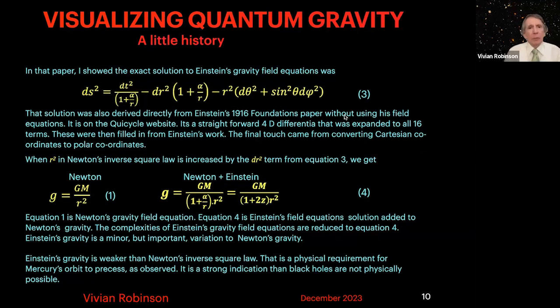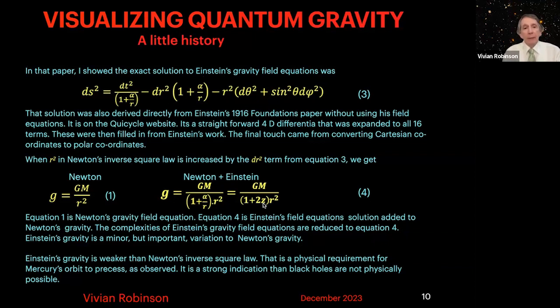It's on the Quicycle website. It's a straightforward four-dimensional differential that was expanded to all 16 terms. These were then filled in from Einstein's work. The final touch came from converting Cartesian coordinates to polar coordinates. When r squared in Newton's inverse square law is increased by the dr squared term from this equation, we get g equals GM over (1 plus alpha over r) times r squared.